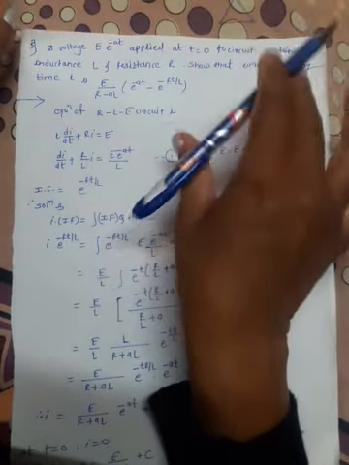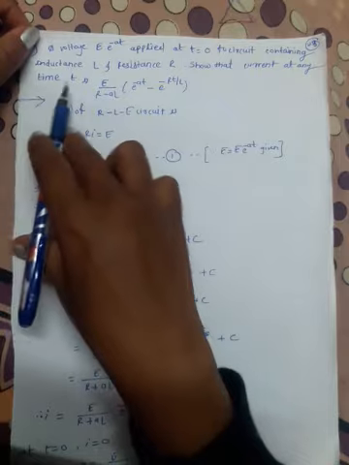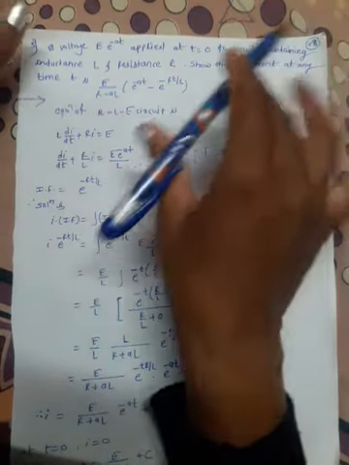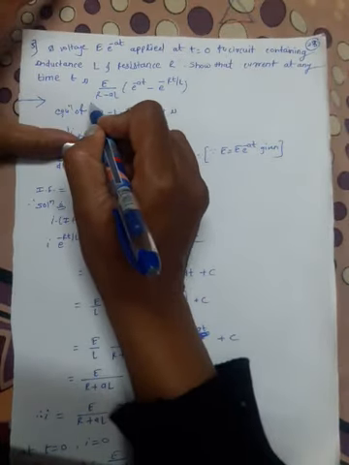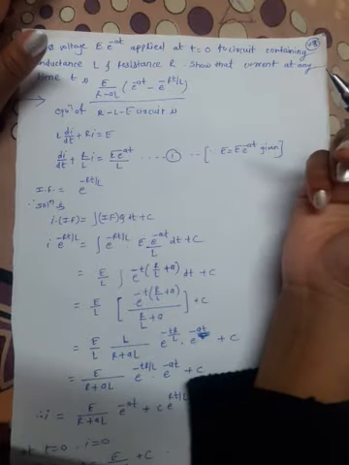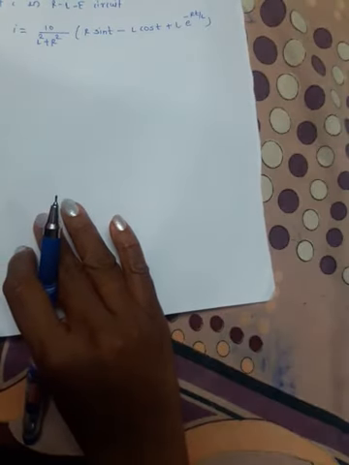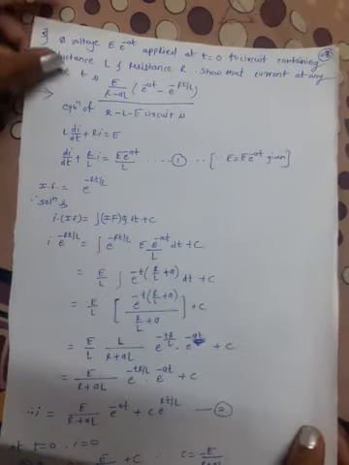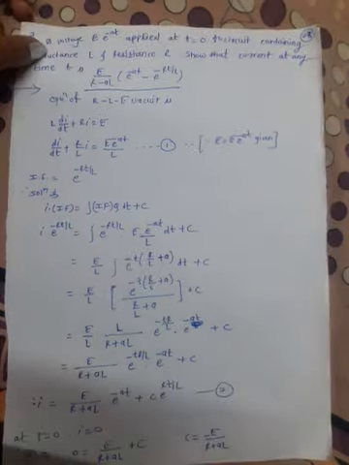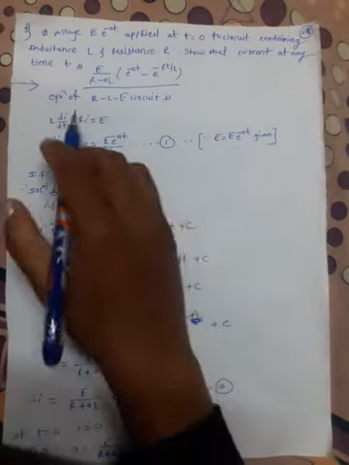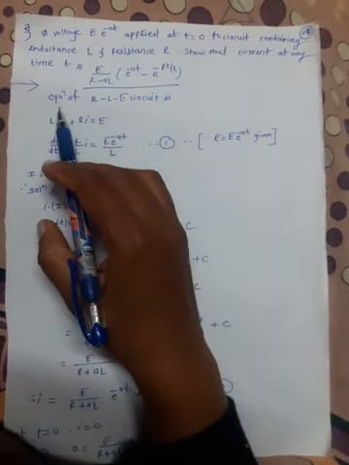Now, what is the question? Show that the current at any time t, that means we have to find the current, and we have to show that the current is this. Okay. Let us start with the circuit.